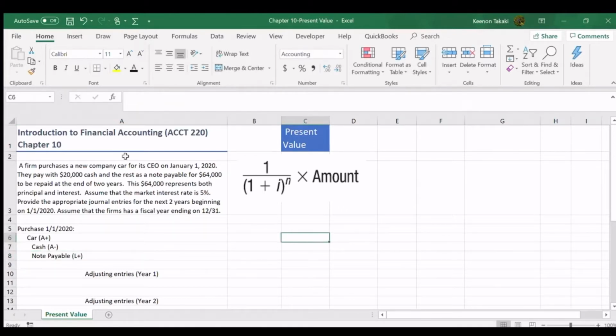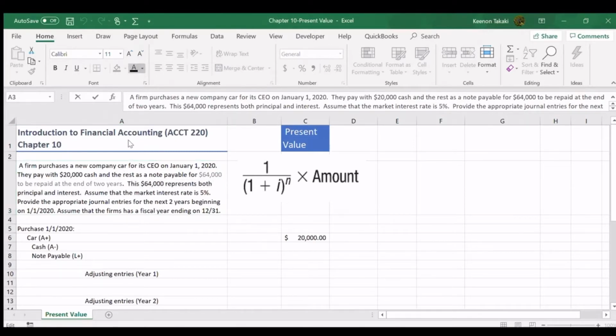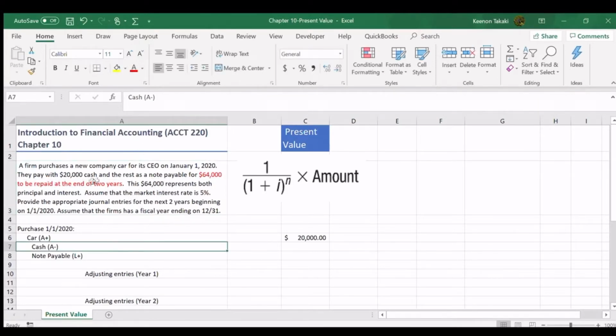So first we know that on January 1st, we're paying $20,000 cash. So let's put in $20,000 right there. And we can't say that note payable is going to be $64,000 because it says that we're going to be paying at the end of 2 years. So at the end of 2021, we will be paying $64,000. But for right now, we have to find the present value of the car.